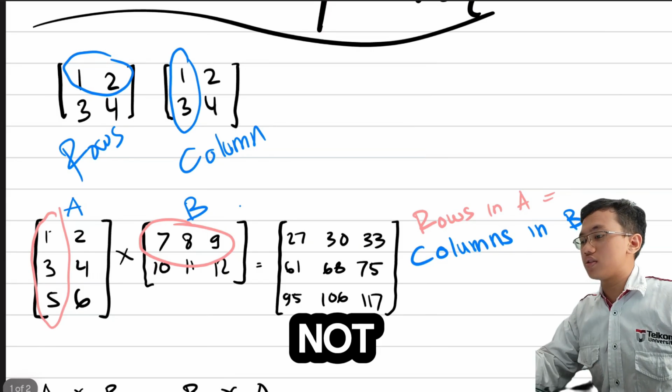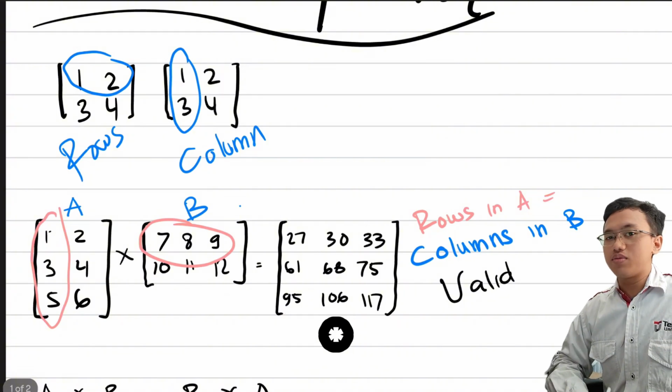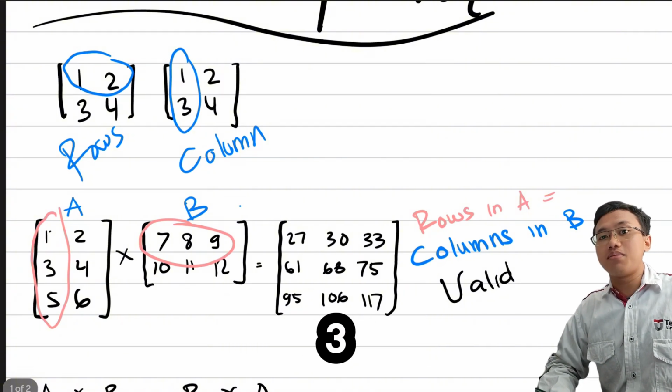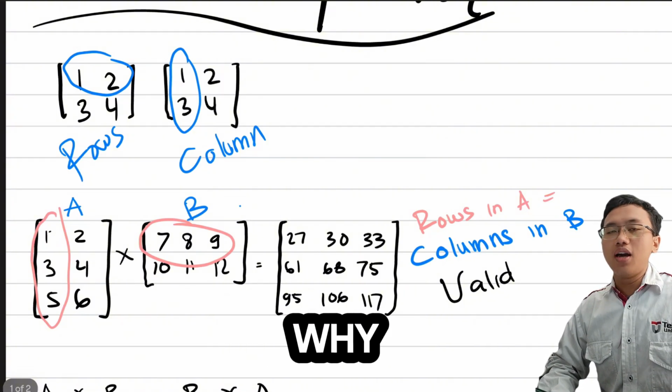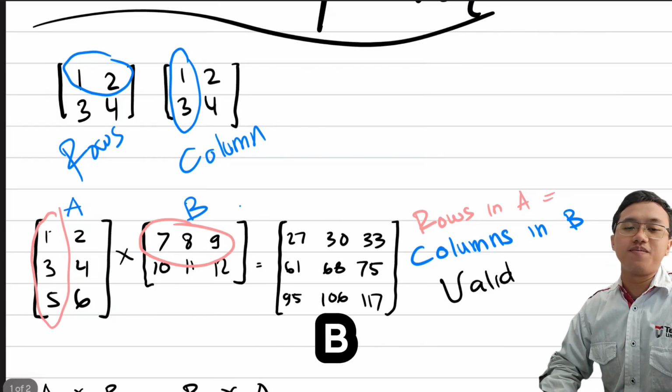Next, if it's not the same, then it is not valid. For example, you have a 2 times 2 matrix multiplied by a 3 times 3 matrix. It is not valid. Why? Because the number of columns in A is not equal to the number of rows in B.